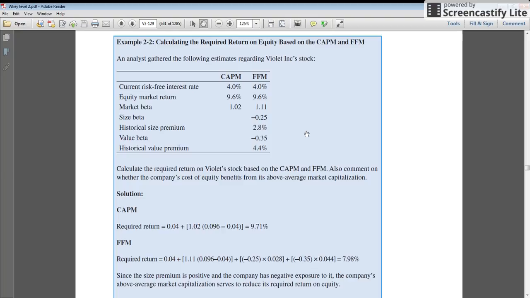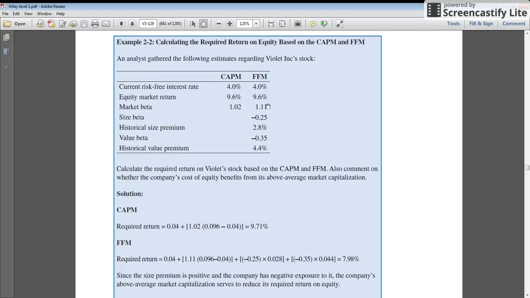Okay, so we are doing an example of calculating the required return of an equity stock. The question says an analyst gathered the following estimates regarding Violet Incorporated's stock. So these are the variables, and against them, CAPM requires the risk-free rate, the equity risk premium, and the market beta. The FFM requires more variables.